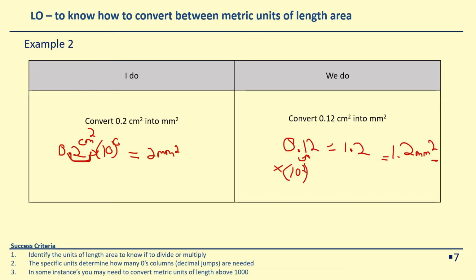Well done if you got 1.2 millimeters squared. Times it by 10, you move your decimal point 1 to the right, and that makes it 1.2 millimeters squared, or 0.12 centimeters.